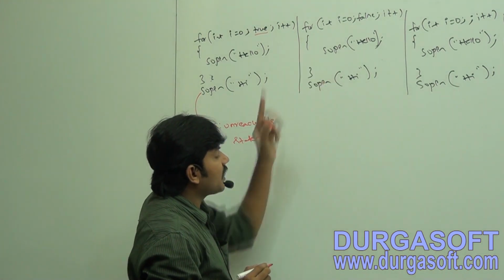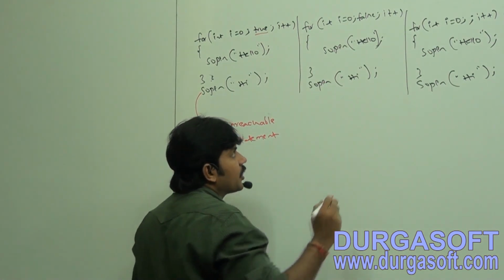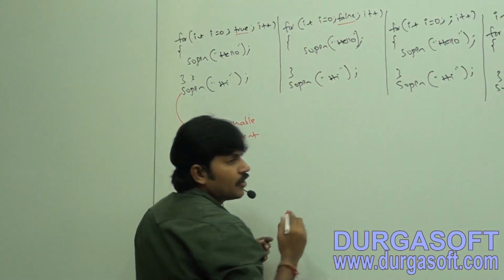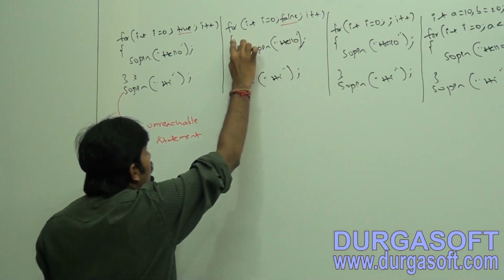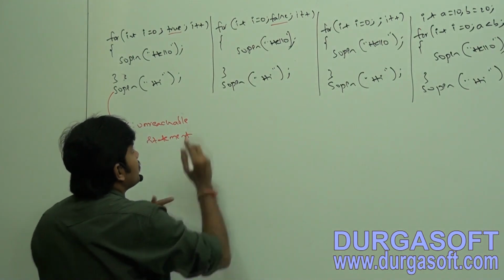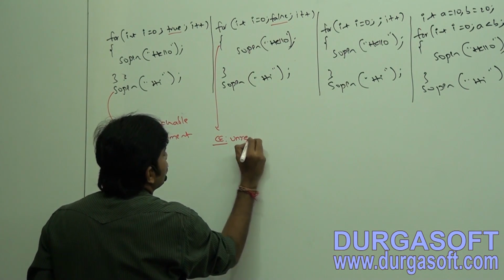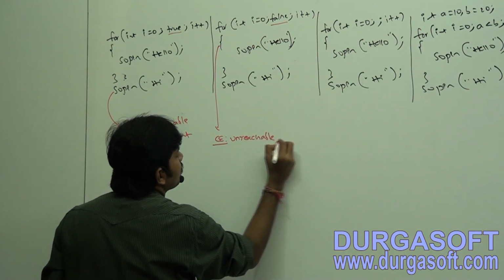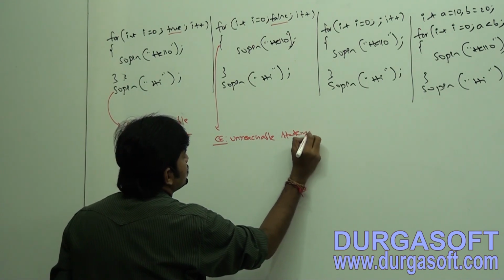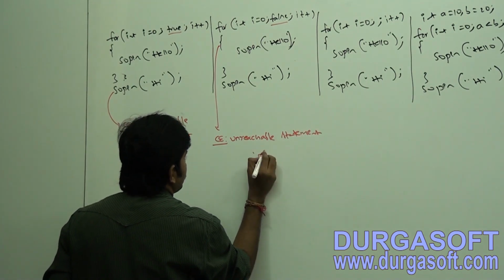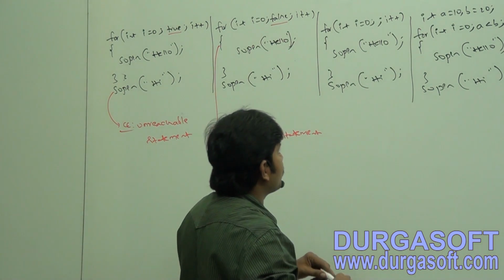Sir, is the second one valid or invalid? Invalid, because it is false. If it is false, the total loop body will become unreachable. That's why this one is nothing but unreachable statement. Are you getting unreachable statement?